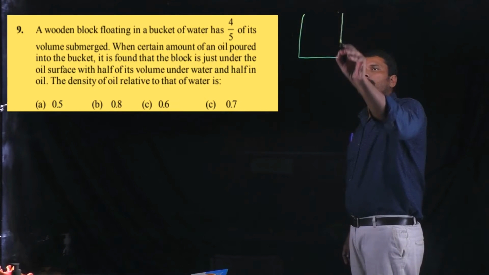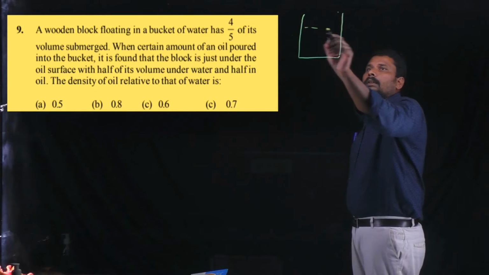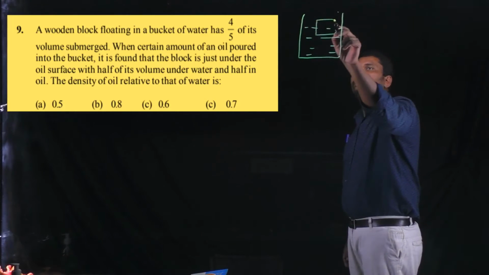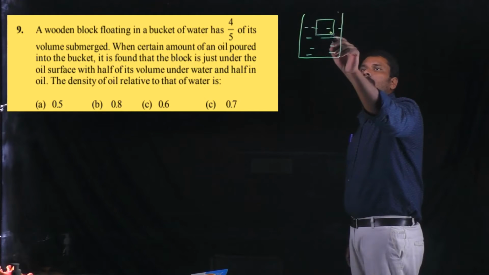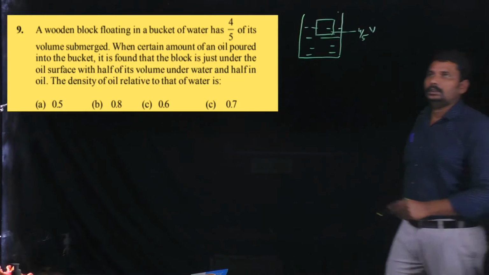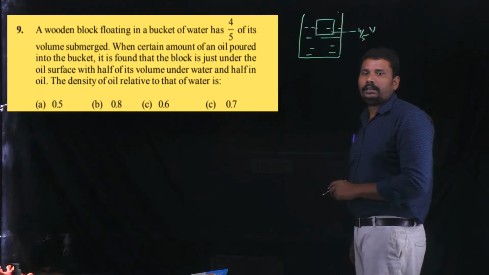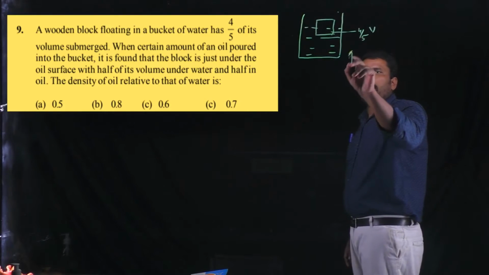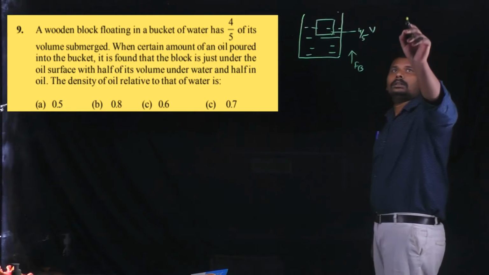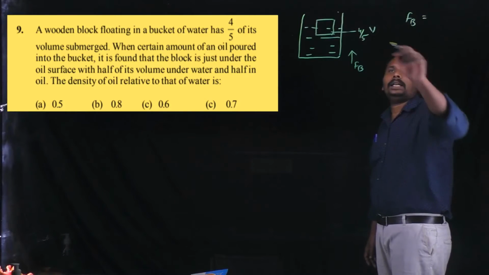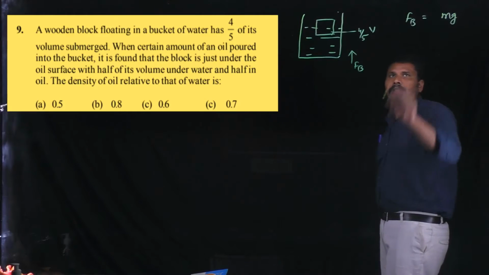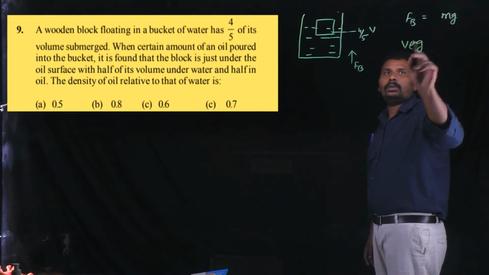bucket of water. Initially, a wooden block is submerged into this water. Of its volume, 4/5 is under the water. Here, the wooden block is partially inside the liquid. That's why there is some amount of buoyancy force acting on this object. So, the buoyancy force supports the weight of the block. The buoyancy force is nothing but V rho g.